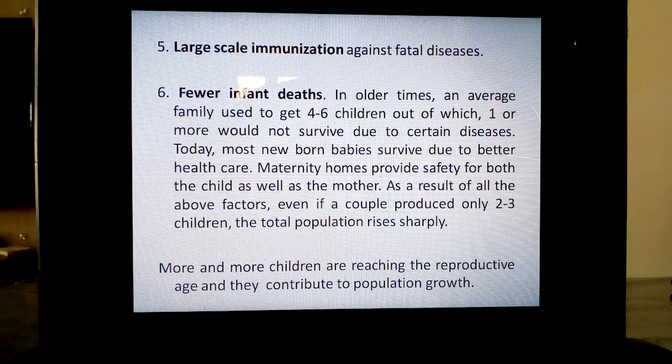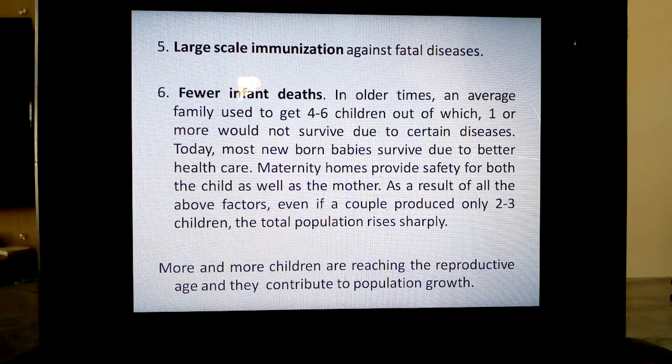Fewer infant deaths. In older times, an average family used to get 4 to 6 children, out of which one or more would not survive due to certain diseases. Today, most newborn babies survive due to better health care. Maternity homes provide safety for both the child as well as the mother. As a result of all the above factors, even if a couple produced only 2 to 3 children, the total population rises sharply. Earlier, children, infant mortality was very high.